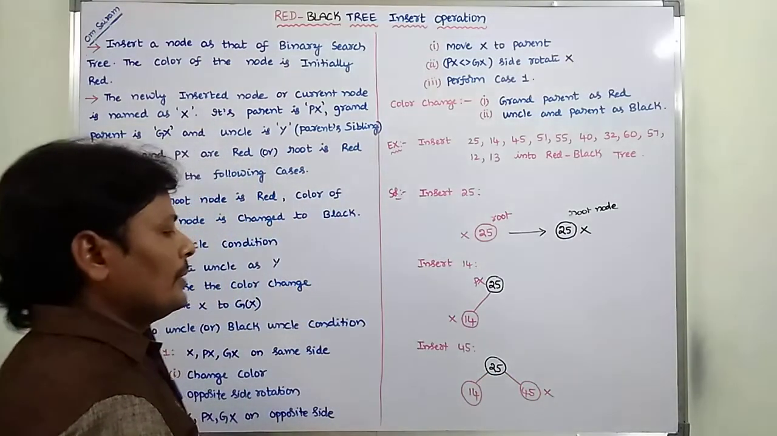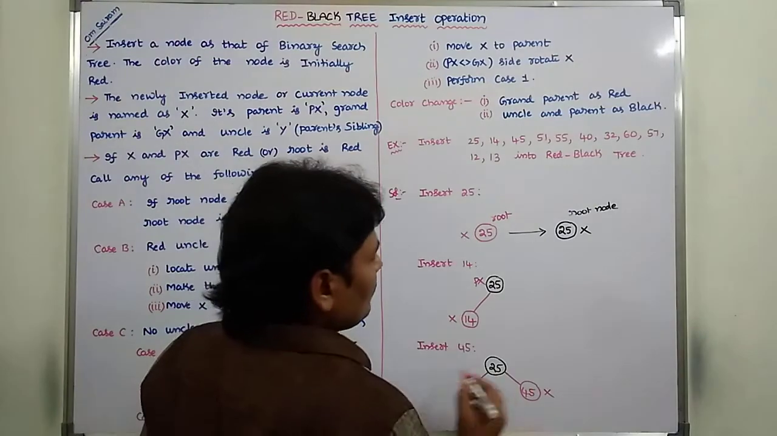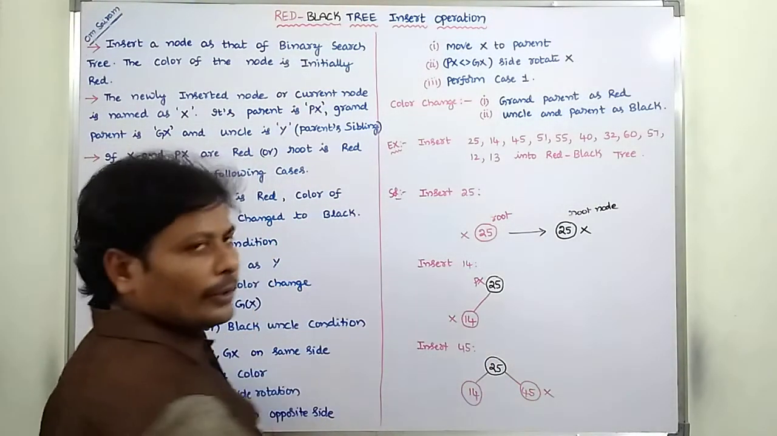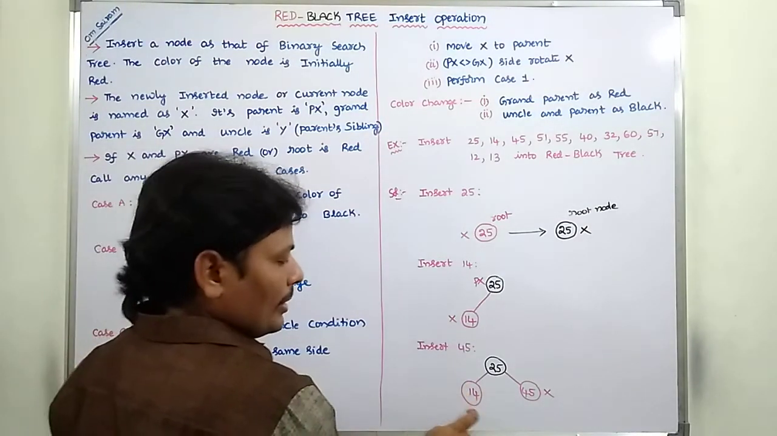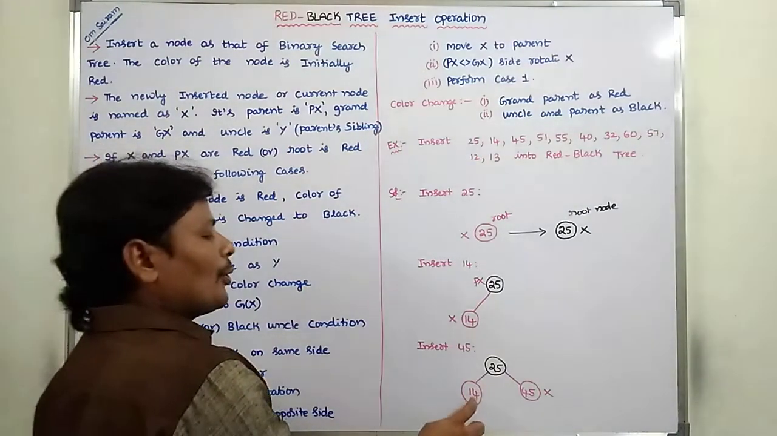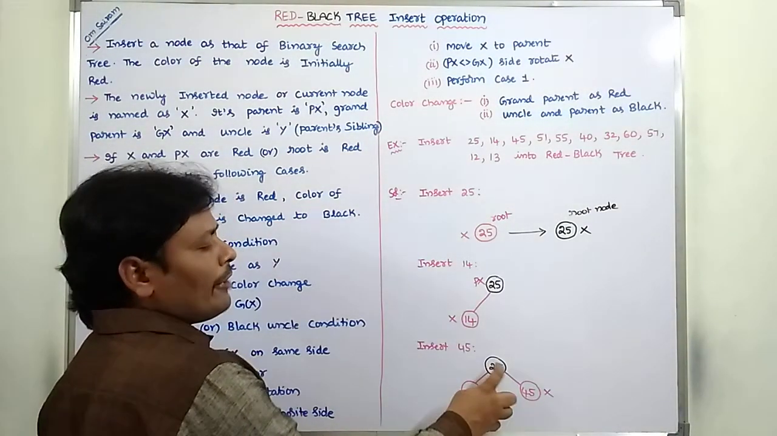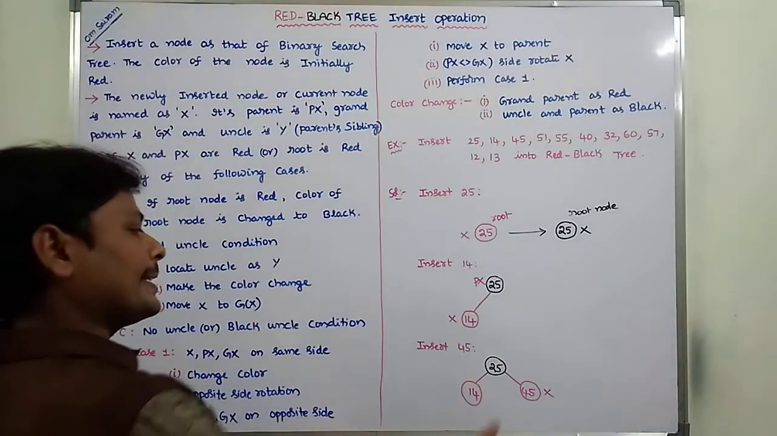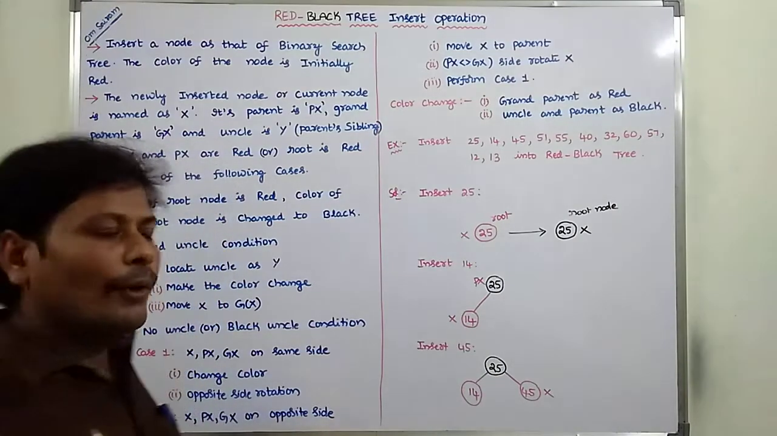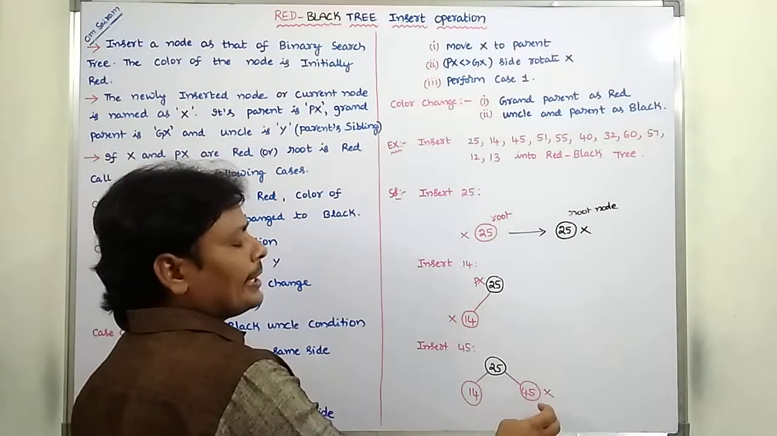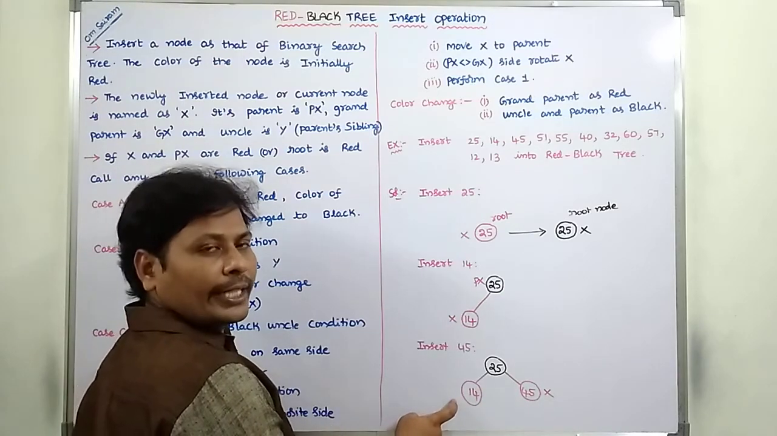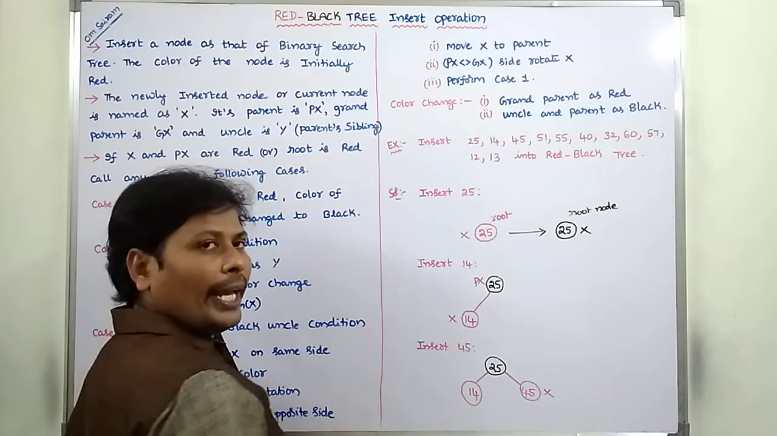Okay, now here the root node is 25, a black node, and 14 is a red node, and 45 is a red node. 14 is less than 25, 45 is greater than 25. It satisfies the binary search property, and the root node is black. Next, the newly inserted node is 45, a red node. The previously inserted node, 14, is also a red node.